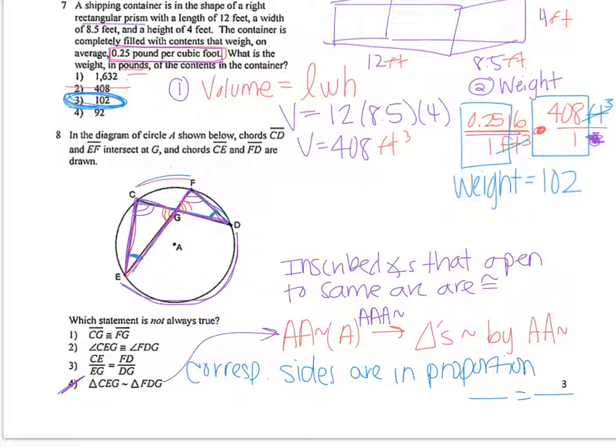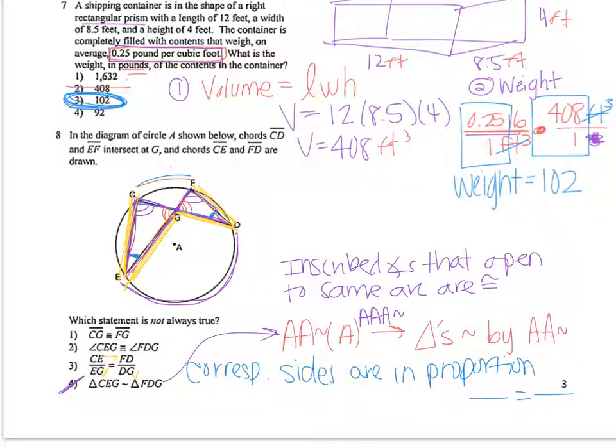If I look at choice 3, let's just go bottom up, it says CE over EG, and then FD over DG. So when I look at my picture, let me grab another color here. CE and EG are from the same triangle, so that's a good thing. FD and DG are from the same triangle, so that's another good thing.